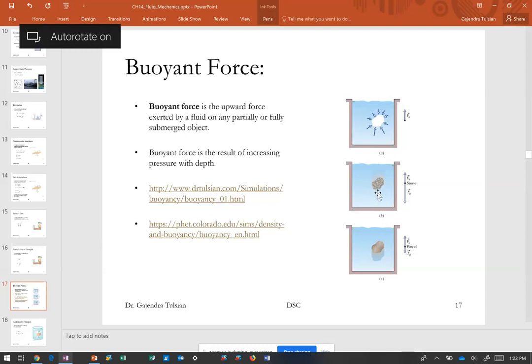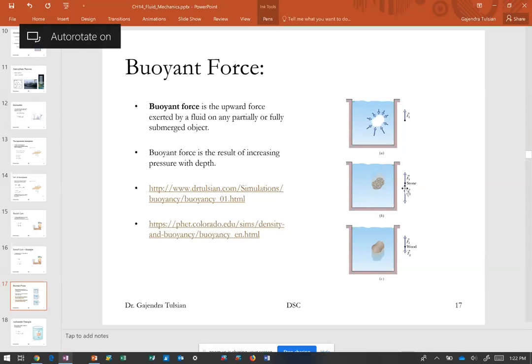Now, this is possible only in a gravitational field. So for instance, if you did this in space far away from any object, you wouldn't have any buoyant force. So to experience a buoyant force, you have to be in a gravitational field. Again, if you immerse an object in a fluid, you experience an upward force.